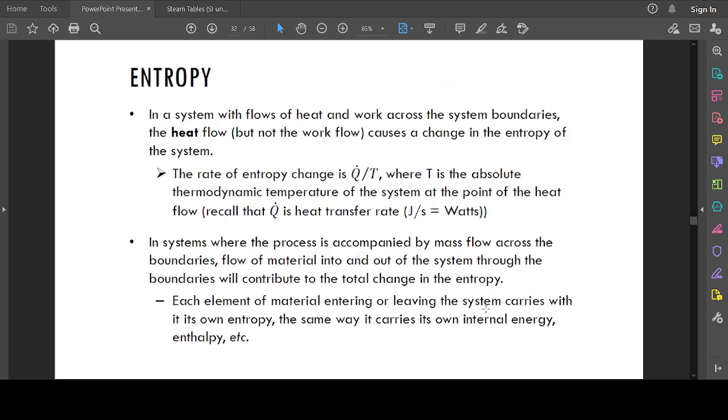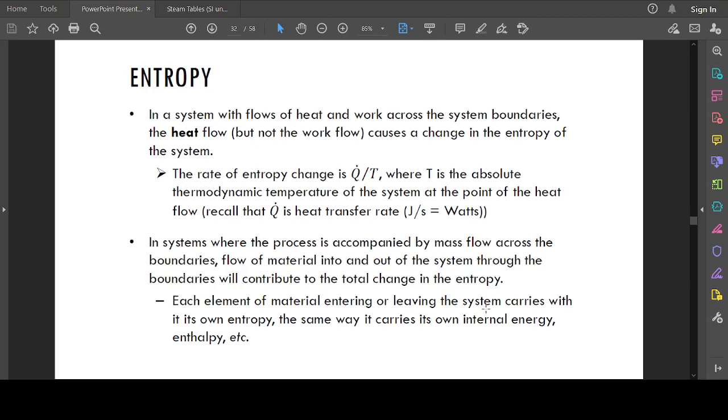So in a system with flows of heat and work across the system boundaries, the heat flow causes a change in entropy of the system. The rate of entropy change is given as Q dot, the rate of heat transfer, divided by the absolute thermodynamic temperature of the system at the point of the heat flow. And in a system where the process is accompanied by mass flow across the boundaries, the flow of material into and out of the system through the boundaries will contribute to the total change in entropy. Each element of the material entering or leaving the system carries its own entropy, the same way it carries its own internal energy and enthalpy.